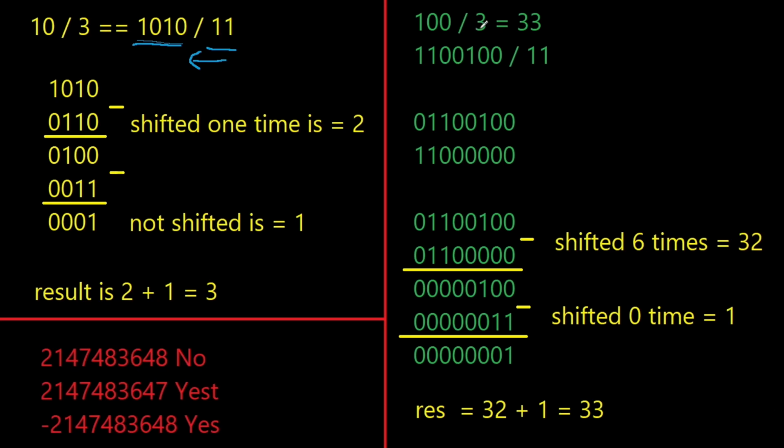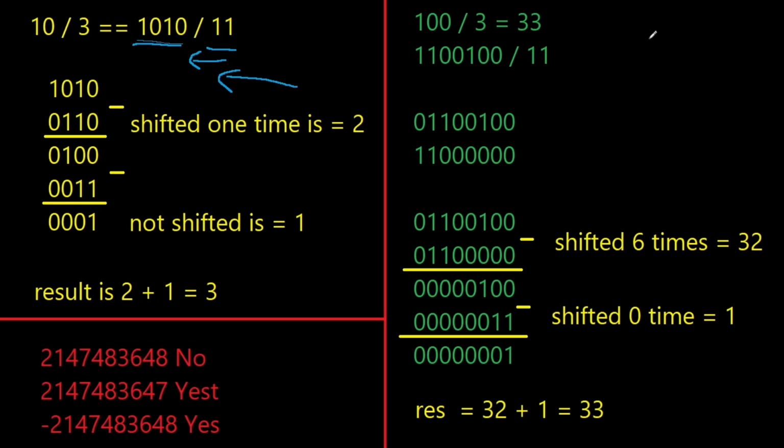100 divided by 3. This is, I'm shifting from right to left. It's not the best way. The best way is if we shift from left to right, because we will shift maximum 31 times, while shifting from right to left, it could take more than 31 times, and the condition will be more difficult. You can try it. So I will give you the direct solution.